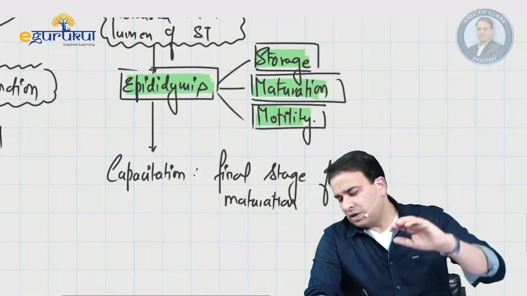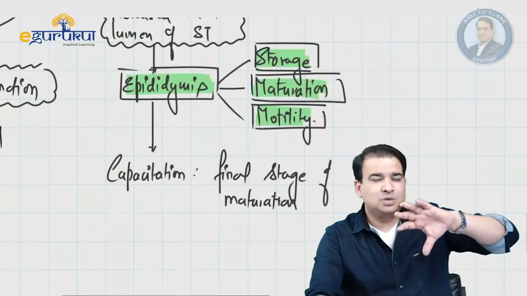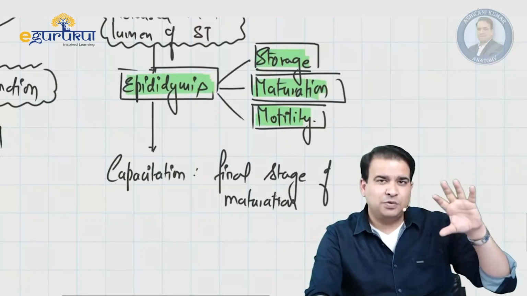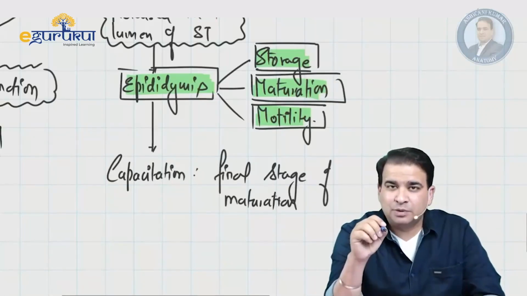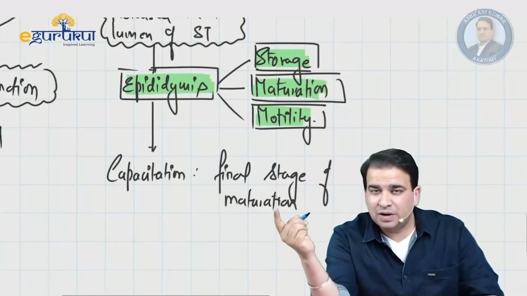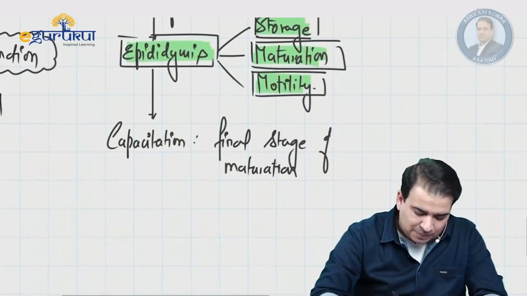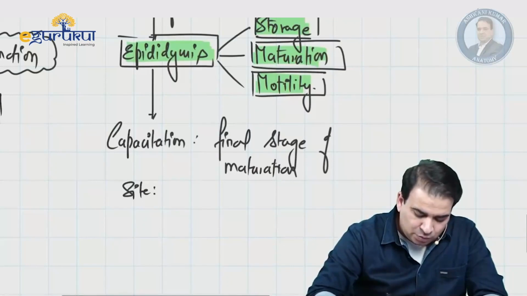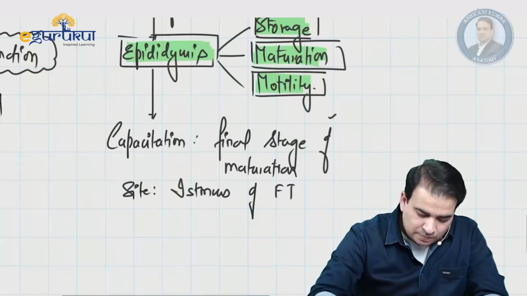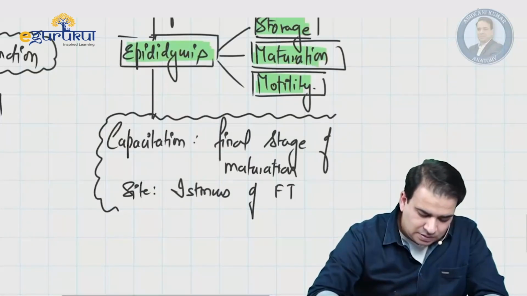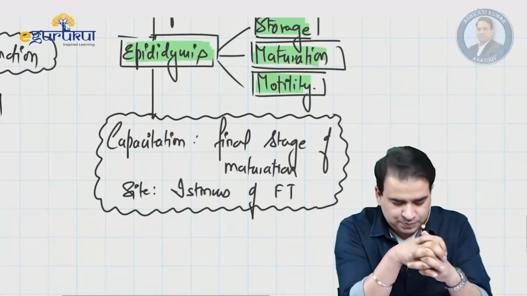Well, first of all, capacitation is a gradual process. It starts in the cervix itself. It starts in the cervix, it continues into the uterus and fallopian tube, but the major chunk of capacitation takes place where? In the fallopian tube, and that too in the isthmus of the fallopian tube. Not the ampulla. Ampulla is for fertilization. In the isthmus of the fallopian tube. So if this question is asked on the site for the capacitation, your best answer would be the isthmus of the fallopian tube. The final stage of the maturation is called as capacitation, and that takes place where? In the isthmus of the fallopian tube.